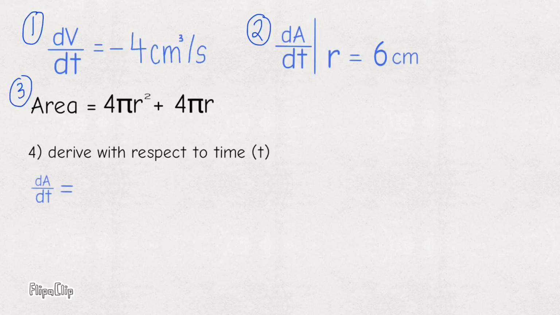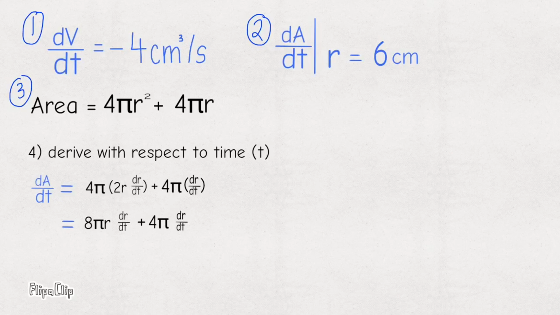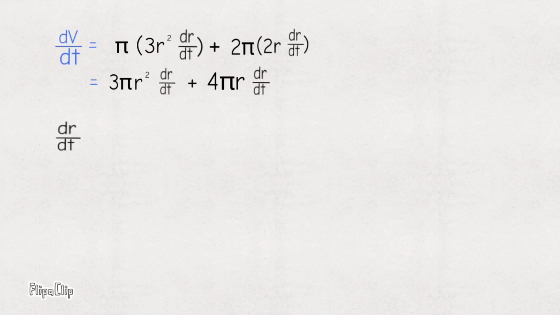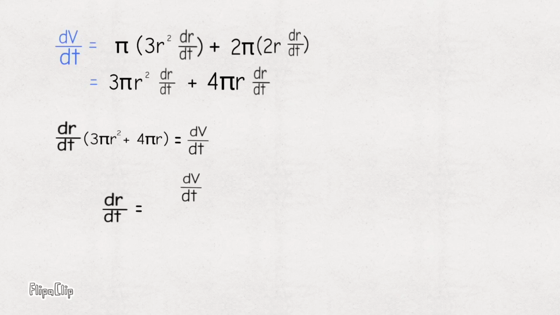We will have dA over dt, which equals 4 pi 2r dr/dt plus 4 pi dr/dt, which will be 8 pi r dr/dt plus 4 pi dr/dt. dV/dt, which will be 3 pi r squared dr/dt plus 4 pi r dr/dt. We will now complete the equation in order for us to find dr/dt. dr/dt will be dV/dt divided by 3 pi r squared plus 4 pi r.